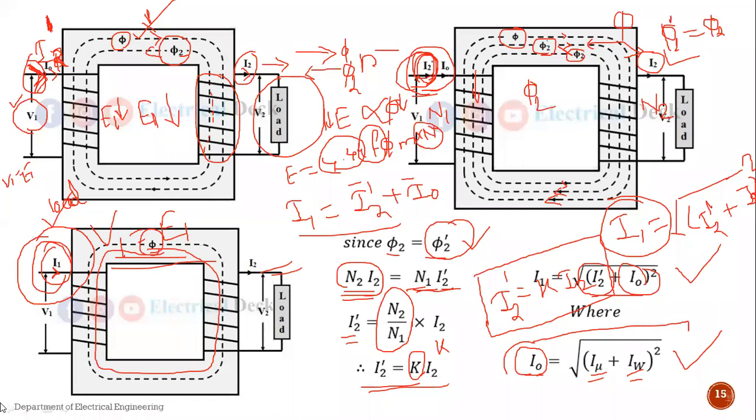The phasor diagram will depend upon which type of load is connected. Now which type of load is connected: either a resistive load, or it may be an inductive or a capacitive load. So the phasor diagrams will depend on that. We will draw the phasor diagram in the next lecture. So we will conclude this.